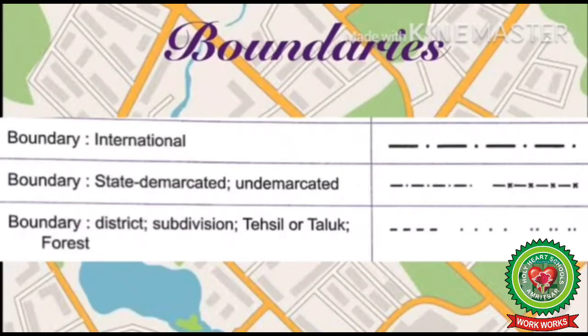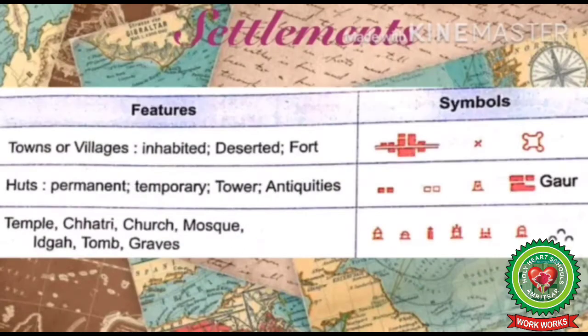Districts are further divided into tehsil or talukas. It forms the boundary between the tehsils within a district. These are represented by series of dots. Next, we will discuss settlements. By the word settlements, we mean an area where the people live. We will discuss towns or villages.